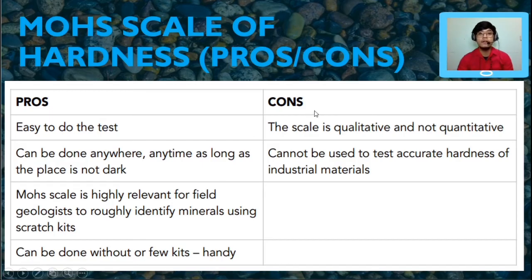And for the cons or the disadvantages of using the Mohs scale of hardness, it is said to be qualitative. Why? Kasi nga dito i-identify mo lang whether hard ba siya o hindi siya hard, ano yung level niya doon sa Mohs scale of hardness, wherein for a mineral's basis, it's really better to be quantitative or meron tayong number na may represent. Okay, and second con of using the Mohs scale of hardness is that it cannot be used to test accurate hardness of industrial materials. Why? Kasi dito sa industrial materials, it must be exposed to extreme heat and pressure para malaman natin kung accurate ba yung kanyang hardness. So that's all about the Mohs scale of hardness or the hardness.